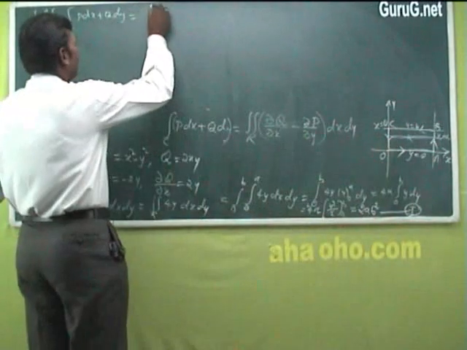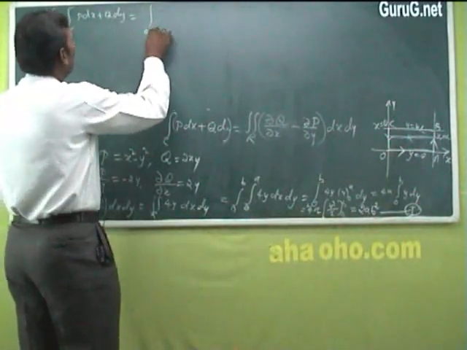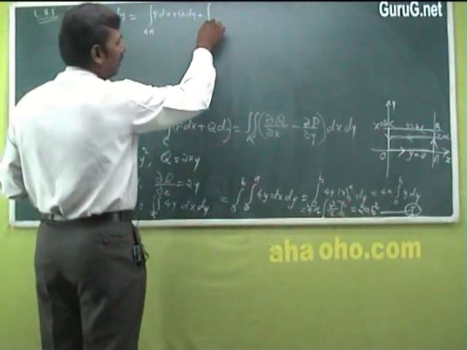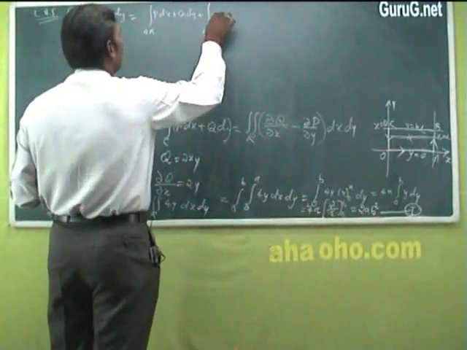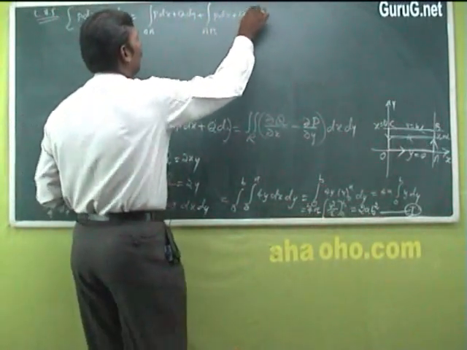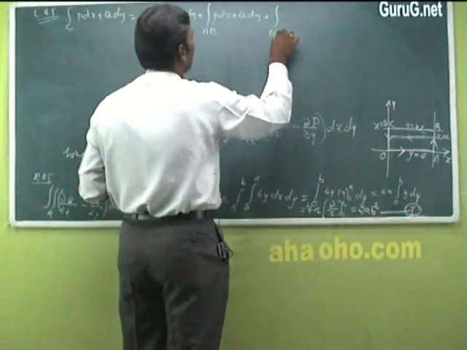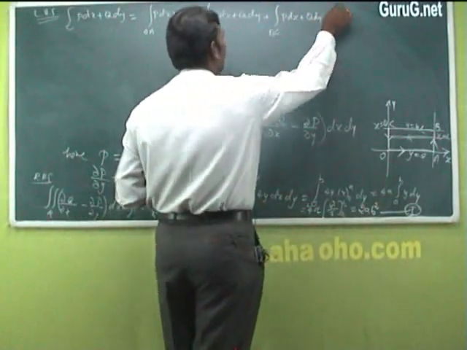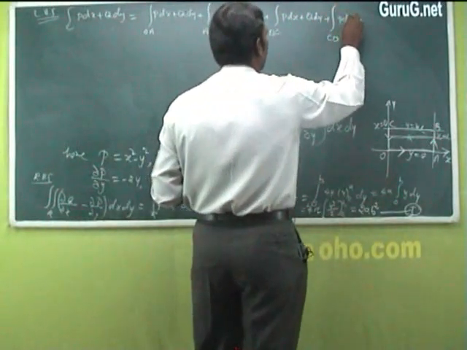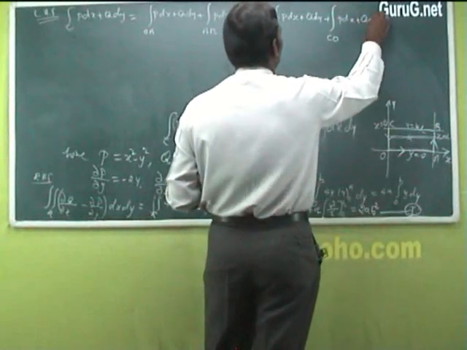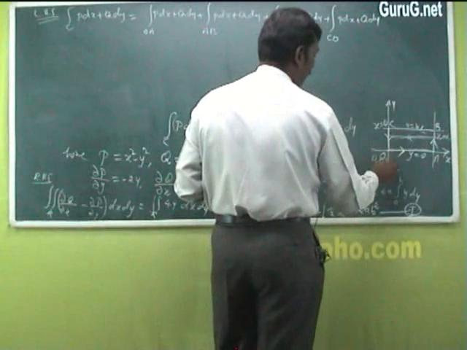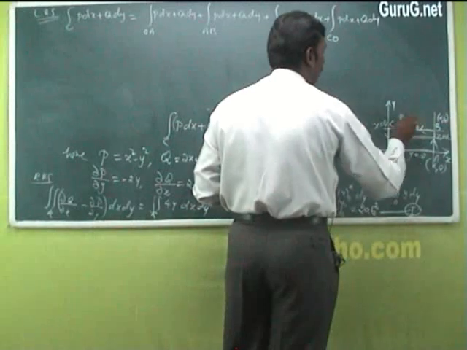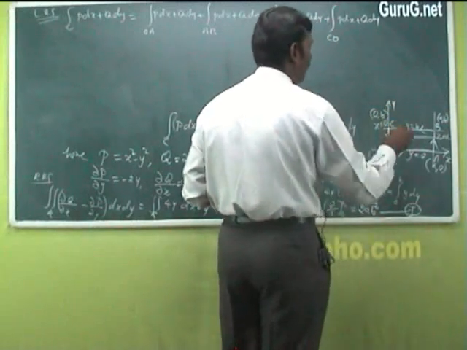So this C can be split into integral over OA p dx plus q dy, plus integral over AB p dx plus q dy, and integral over BC p dx plus q dy, plus integral over CO p dx plus q dy. So this point is 0, 0, this one is a comma 0, this one is a comma b, and this one is 0 comma b, right?